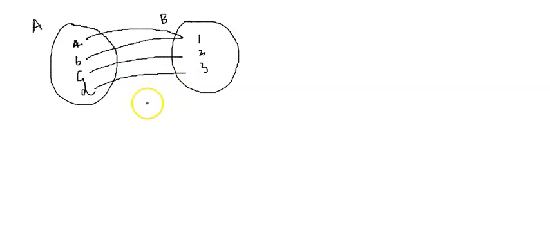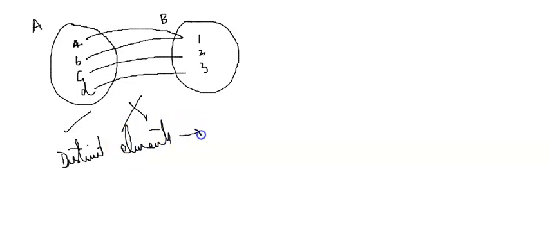Do you think this is a function if two elements have one image? Yes, this is a function. Two elements can have one image. That is a function, but this is not a one-one function. One-one function means distinct elements must have distinct images.